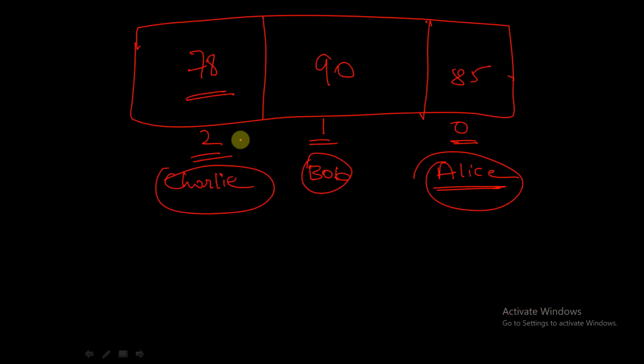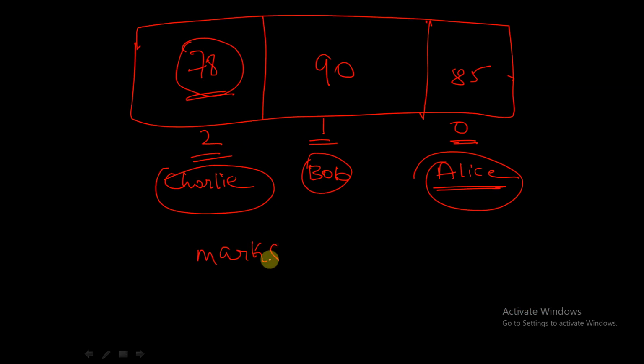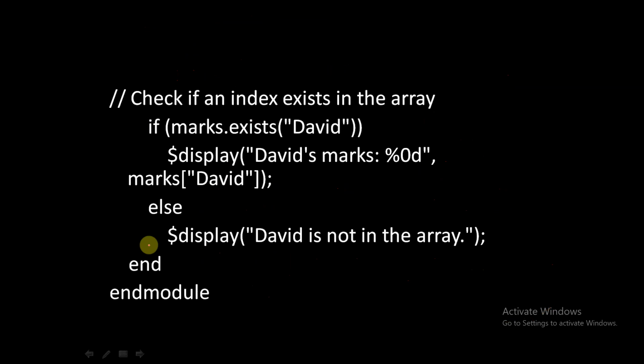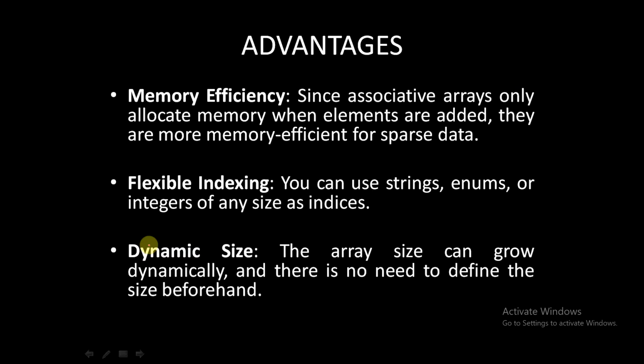If you want to access the number 78 from this associative array, what will you do? Associative array name, what is the name? Marks, followed by index value, that is Charlie. Then you will get the value 78. So like this, you can use string values instead of integer values as index. I hope this is clear. So can we move forward? Yeah, we can move forward.